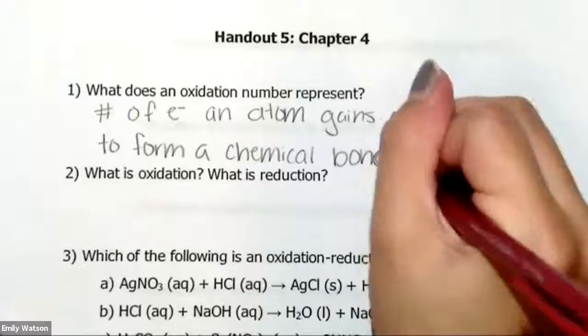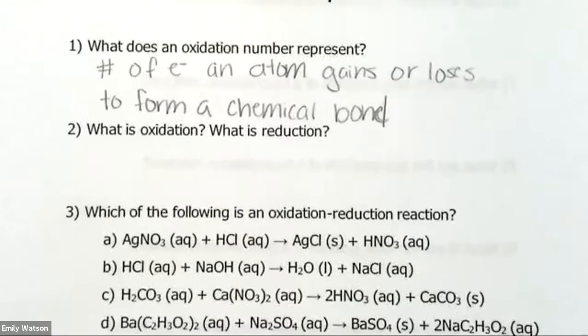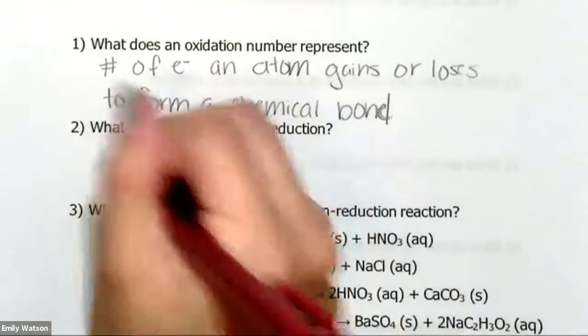Oh, not phone, bond. And this should sound pretty familiar because it's basically just a charge, like the ones we wrote at the top of our periodic table. Okay, so what is oxidation? If something is oxidized, what does that mean? Loss of electrons. Yes.